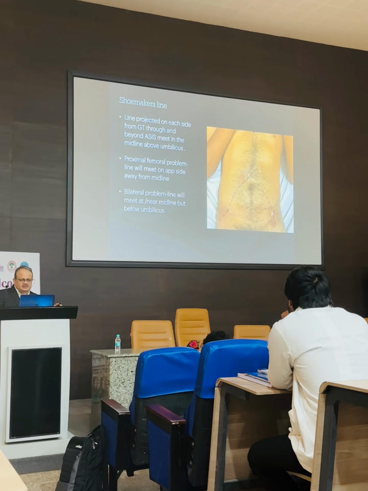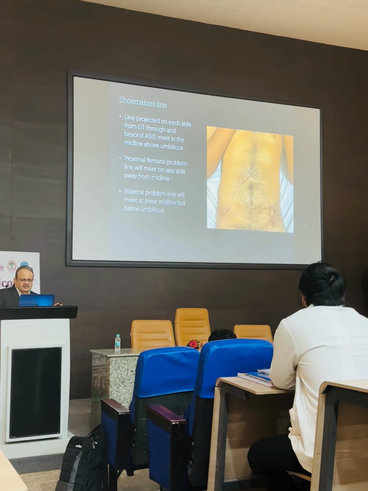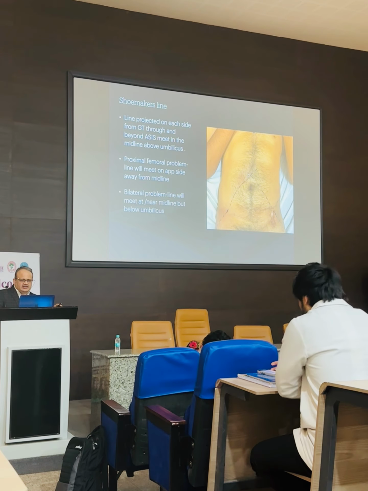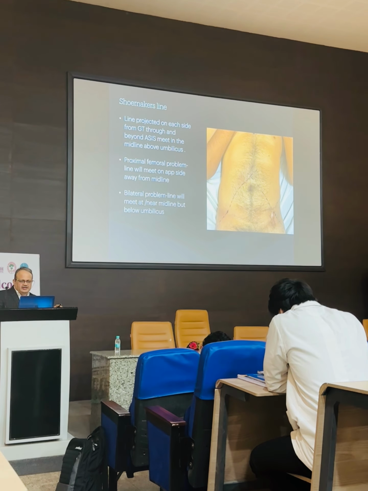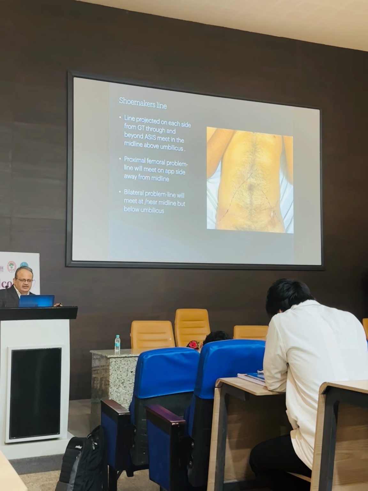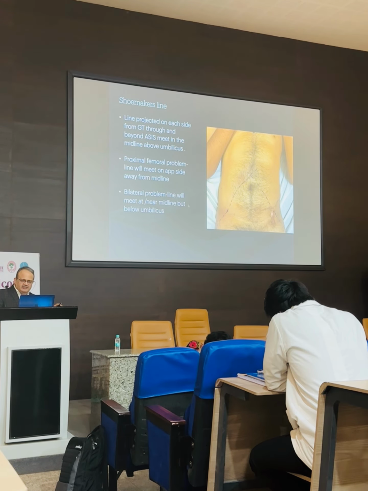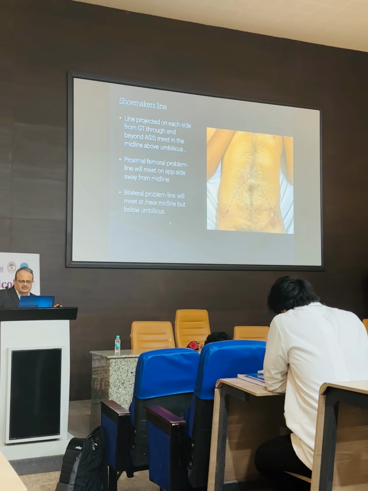Then you have Shoemaker's line. These are projected from each side from GT to ASIS, and they should meet in the midline about the umbilicus. If there is a proximal problem, then they will meet on the opposite side away from the midline, and they will meet below the umbilicus. If there is a bilateral problem, again they will meet at or near the midline but below the umbilicus, depending upon the amount of deformity.